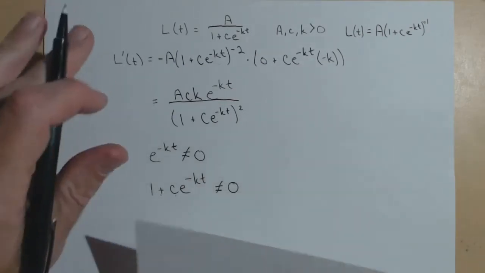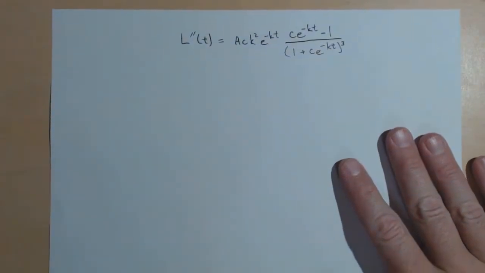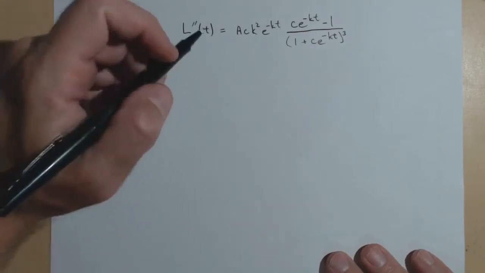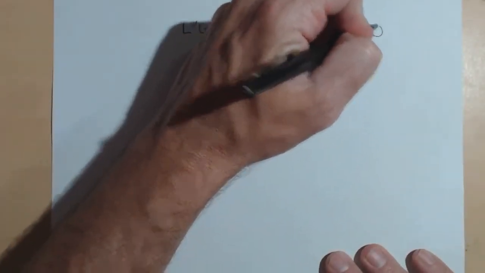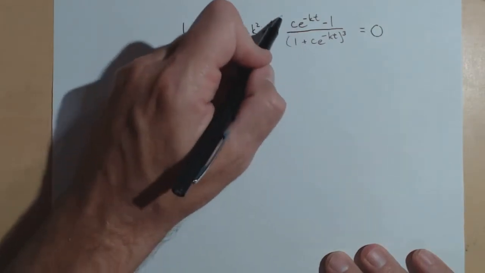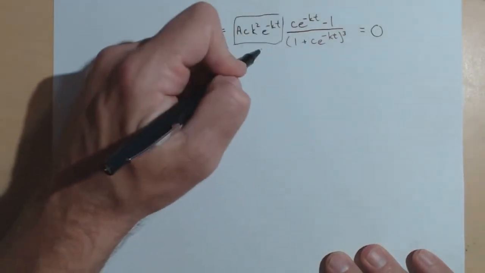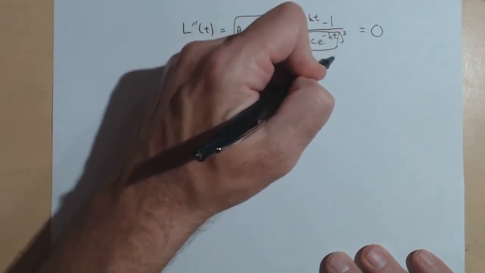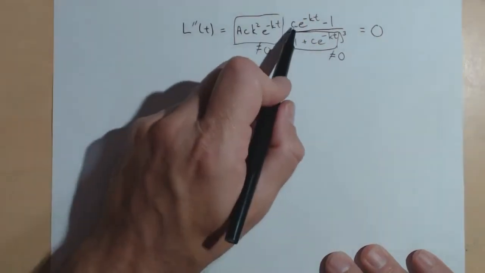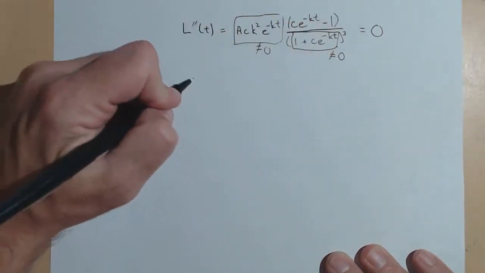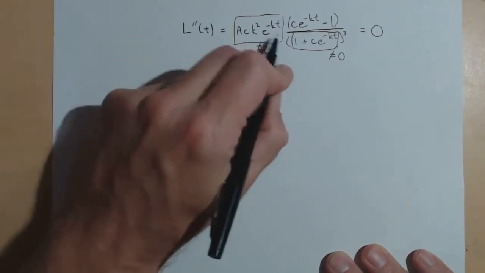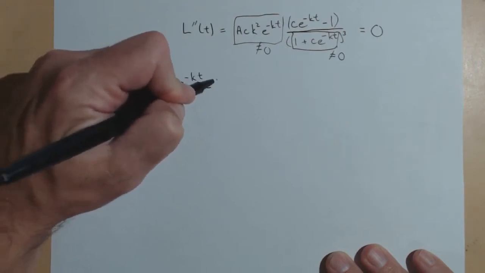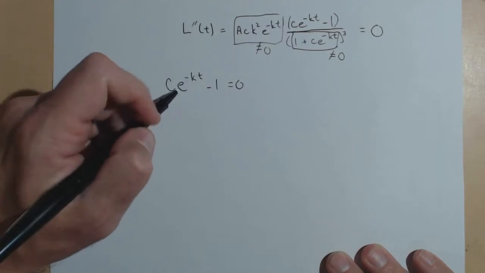For part B, they actually give us the second derivative, and then ask us to find all the values of t for which the second derivative is 0. So we're going to set this thing equal to 0. Now similarly, this part here will never equal 0, and this part here will never equal 0. The only thing that could possibly be 0 is this numerator here. The arguments on these two are the same as they were for the first derivative. So we're going to set CE to the negative KT minus 1 equal to 0, and we're going to solve.